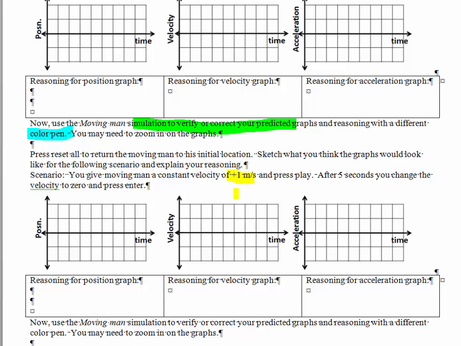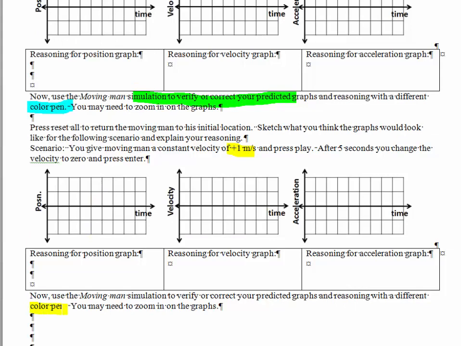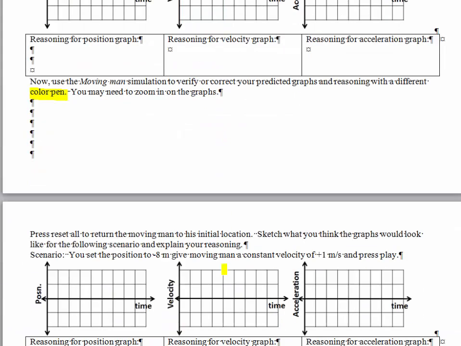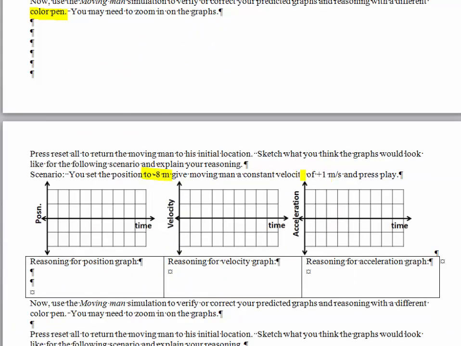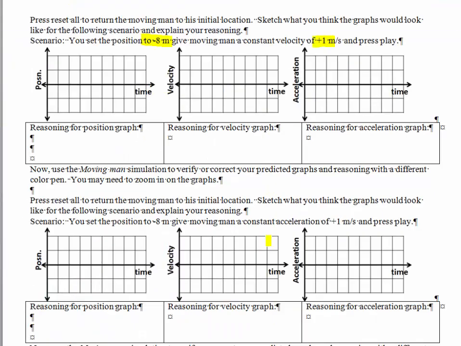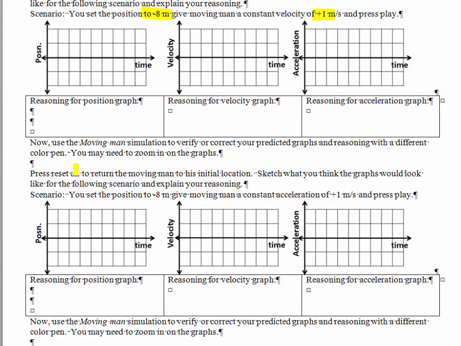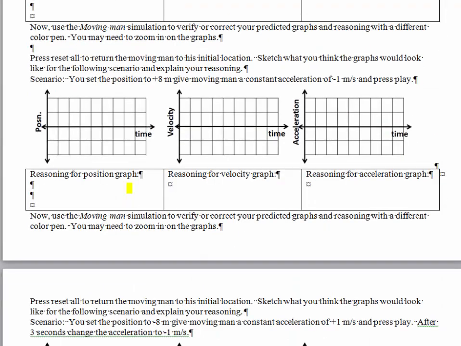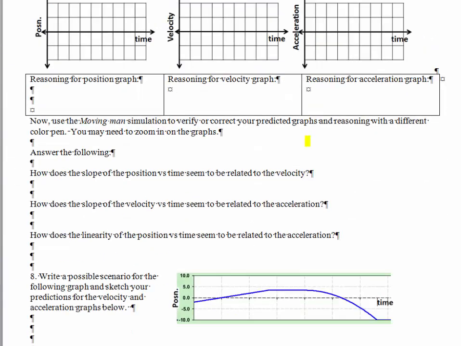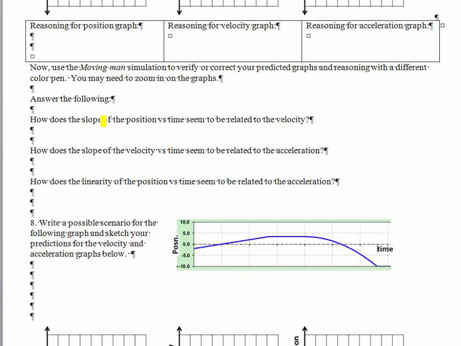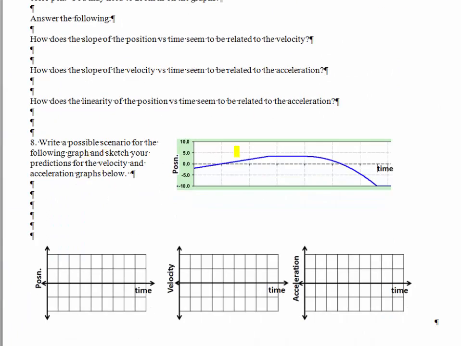So we're going to give him a speed of 1 meter per second, make a prediction, and in a different color pen sketch what the actual one looks like. We're going to come down, put him here, give him a speed, and that's pretty much what we're going to do for the rest of the lab. Please do use a different color pen to make your corrections, and we're going to go through a couple of scenarios and take a look at what these graphs look like. And then I have a scenario right here that I messed around with, and sketch what we would expect this to look like.